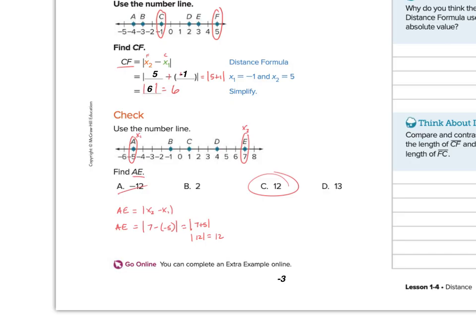And if you had any doubts, if you had reordered those numbers and used x2, x1, it didn't matter, we would have come up with the answer of 12 also.